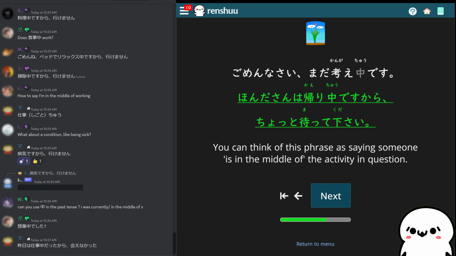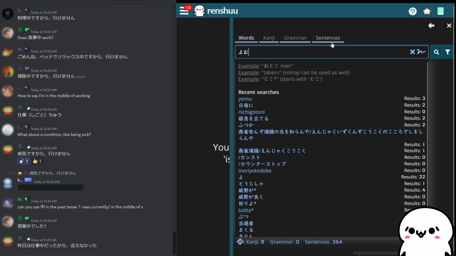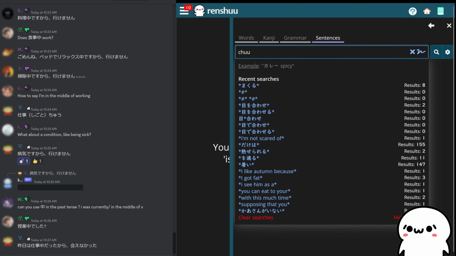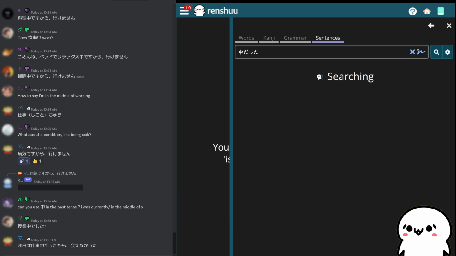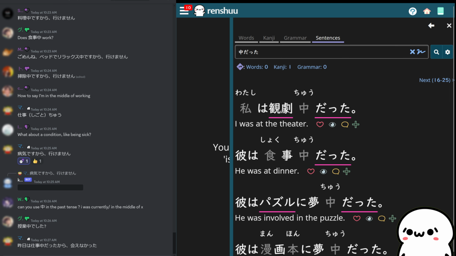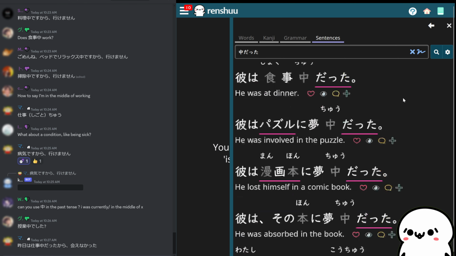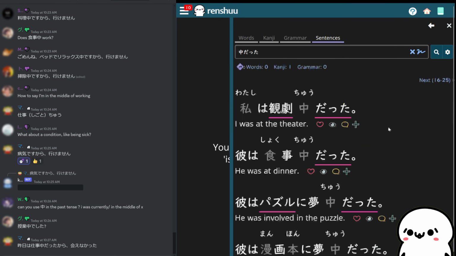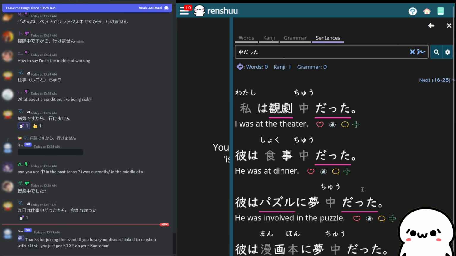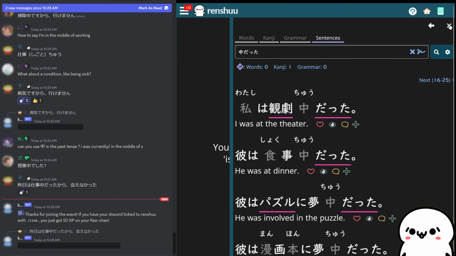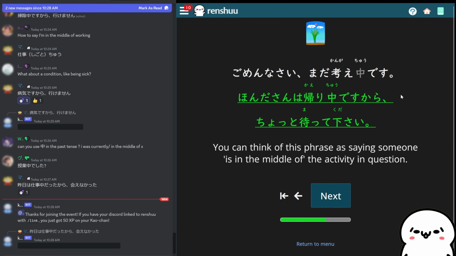And just in case you didn't know this, you probably do. But if you're inside of Renshu, you can search for this stuff. In the dictionary, over in the sentences section, you can search for fragments. And so I just put in chu datta, and it gives me tons of stuff. It might not necessarily be this specific chu, like the chu might be the back half of another word, but it does help. But good questions so far.